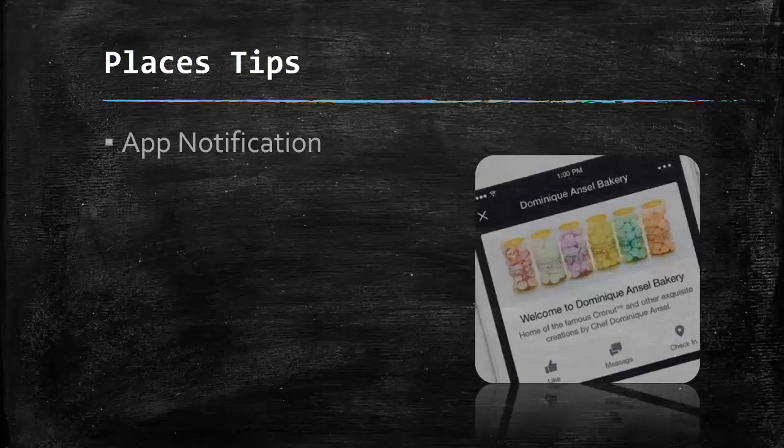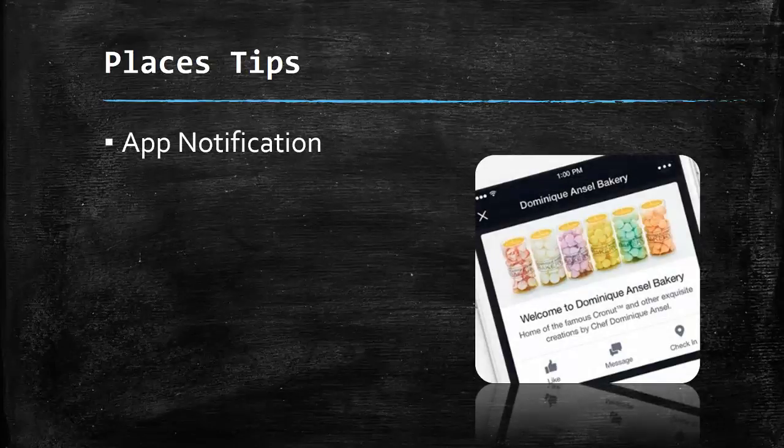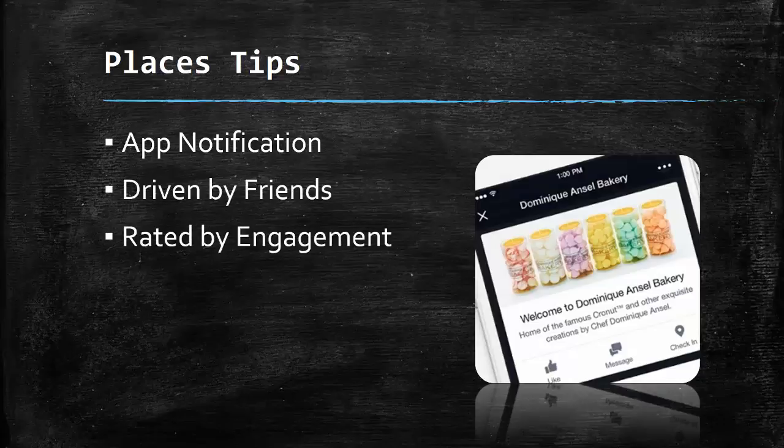Places Tips is a notification that shows up inside of the Facebook app. Now these places, they are driven by friends, but they are also rated by engagement. So the more a page is engaged, the more reviews, the more posts, the more likes, the more check-ins, the higher ranked these places and place cards will appear on the app. Just so you know, see where it says welcome to the bakery, that is that notification message, and inside the guide I talk about that, and then I'll show you a demo in just a minute.